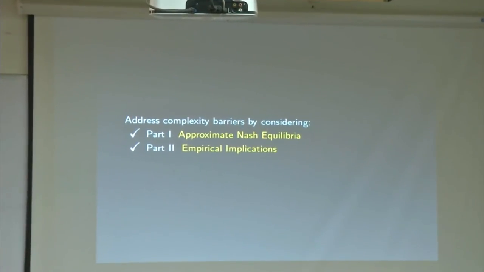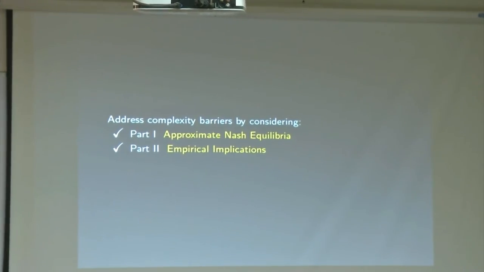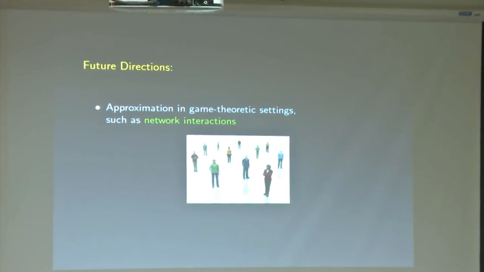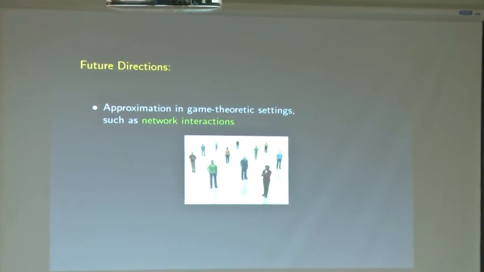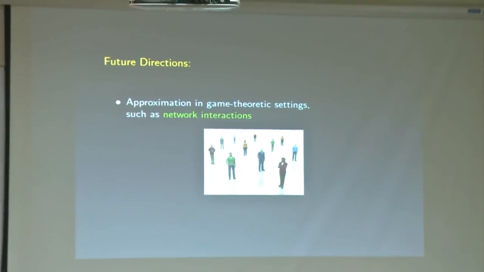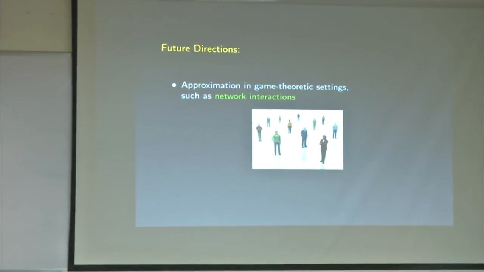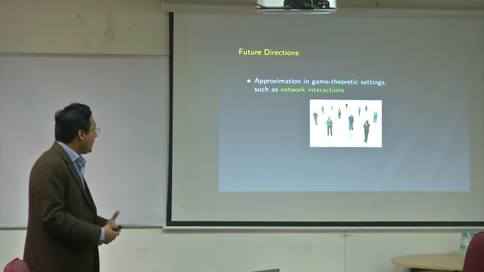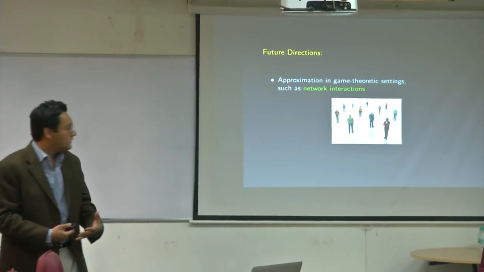Going forward, it's natural to ask if such positive results can be obtained for other types of equilibria and for other settings as well. One of the settings that I'm looking to explore in the immediate future is games over networks. Networks are pervasive today, and a lot of networks are now being studied in a game theoretic context. The idea is that the payoff of any player is influenced only by its immediate neighbors. So you have this network, and the players are playing games amongst each other.